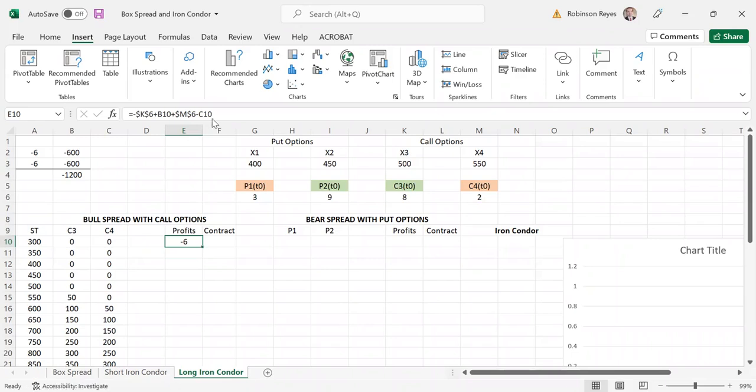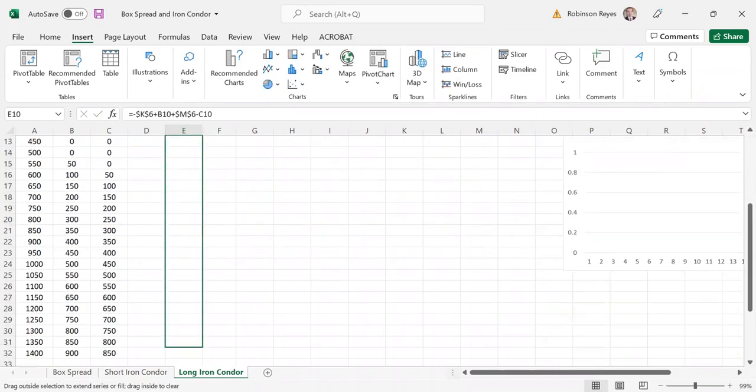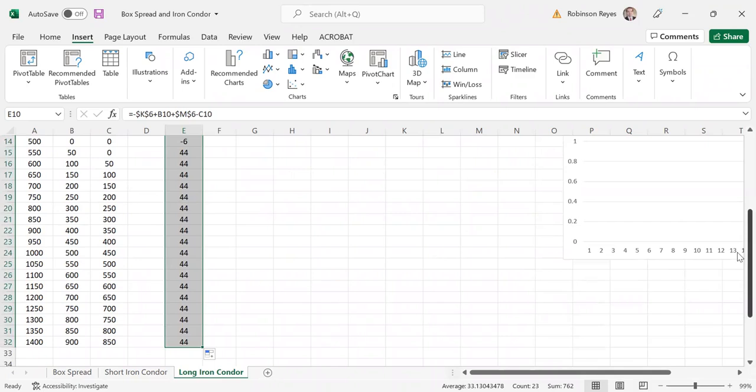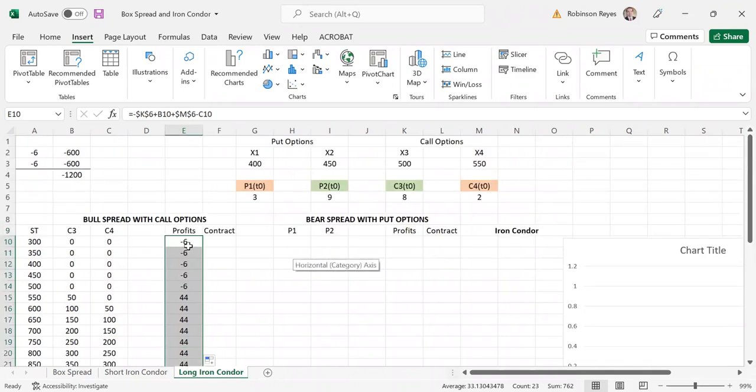Because I locked the cells, the premiums, right, I can scroll down, and the moment I scroll down, we see that this looks like a bull spread because it's negative.